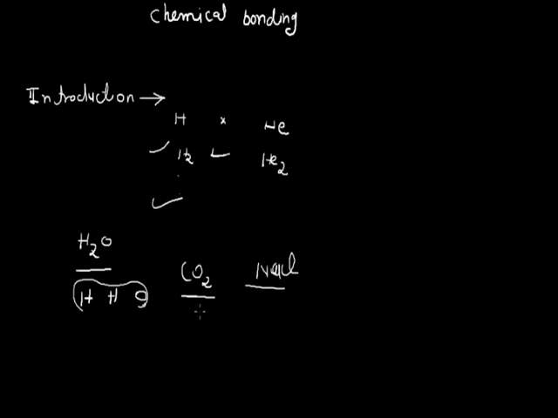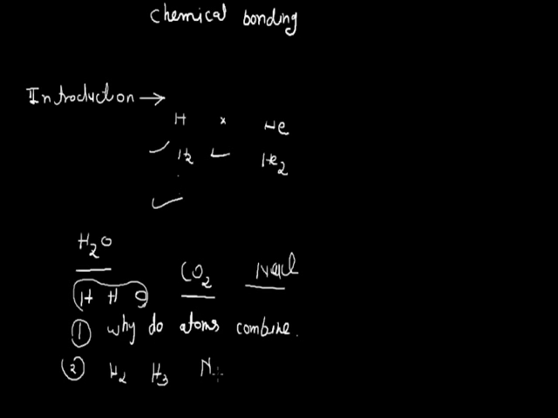When we discuss these examples, a number of questions arise. First question is, why do atoms combine? And second question is, why are only certain combinations possible? All combinations are not possible. For example, hydrogen exists as an H2 molecule, never in the form of H3. Similarly, nitrogen exists in N2 form, never in N3 form. And the third question is, why do some atoms combine and why do some atoms not combine? For example, H2 is combined but helium is not combined.